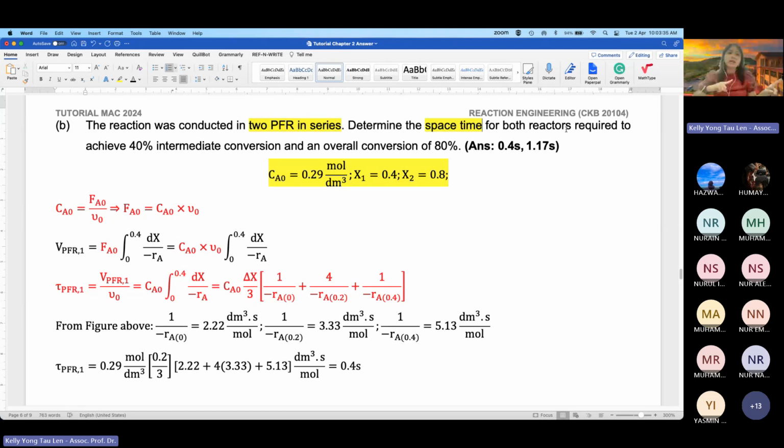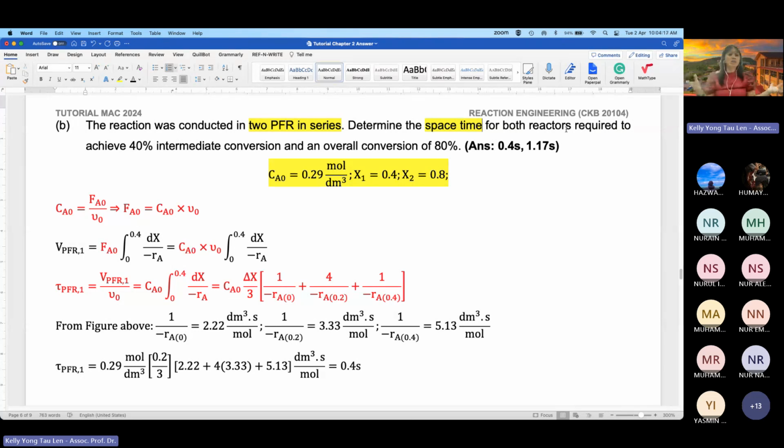If you wonder why, remember the formula is volume over initial volumetric flow rate. When you have two reactors in series, both will have different volumes. They can be the same, they can be different. When you have different volumes, definitely the space-time will change also. So you have to find tau PFR1 and tau PFR2. So it's something different, right? Before, you learned to find V PFR1 and V PFR2. In this question, they want you to find tau of PFR1 and tau of PFR2.